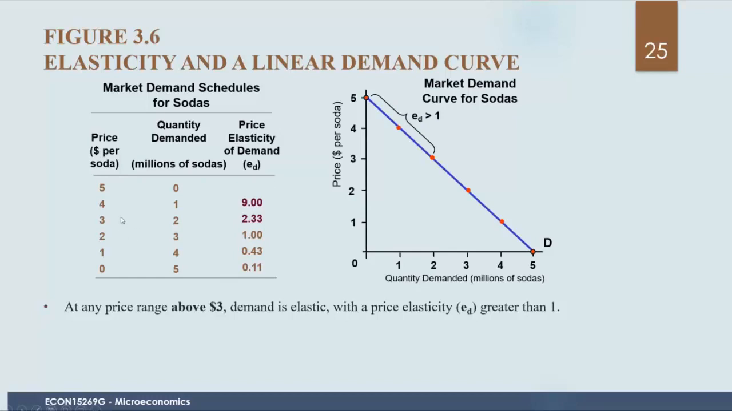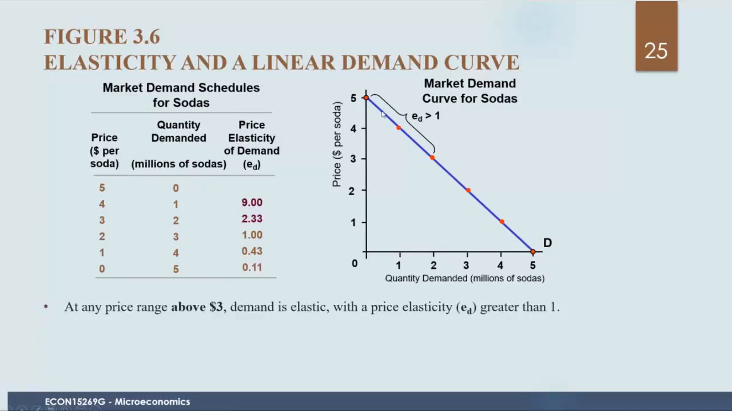Well, if we calculate the elasticity between 3 and 4, these probably should be shifted up so they're in the middle of these. So if we looked at the difference between 3 and 4, we would get 2.33. If we look at the difference between 4 and 5, we'll get 9. So this 2.33 would correspond to this, and then the 9 would correspond to this in the middle here.